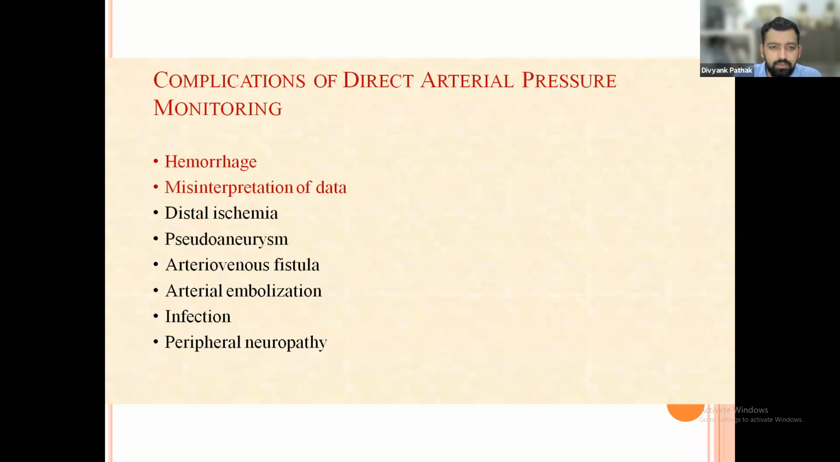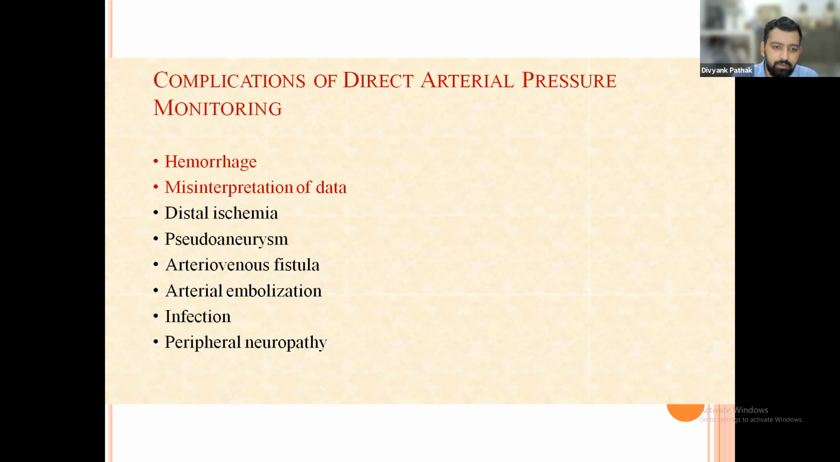We have to learn that arterial pressure monitoring is good, but it is associated with a lot of risk if not monitored and handled very well. So the complications are hemorrhage, which is very massive and very common. If there is any leakage or breakage or discontinuation of any of the ports, massive bleeding will take place, and it will create chaos in the PICU.